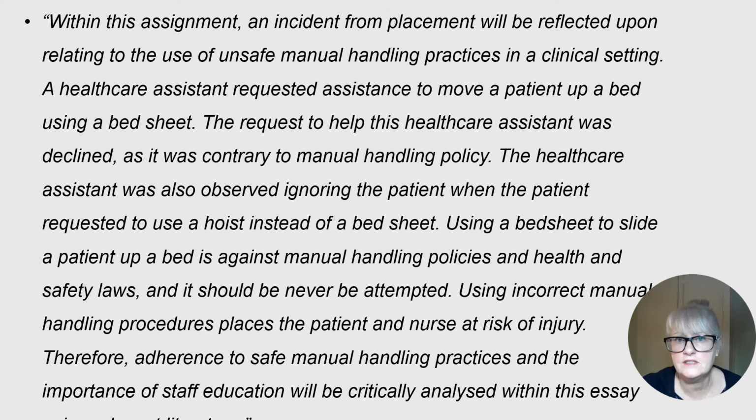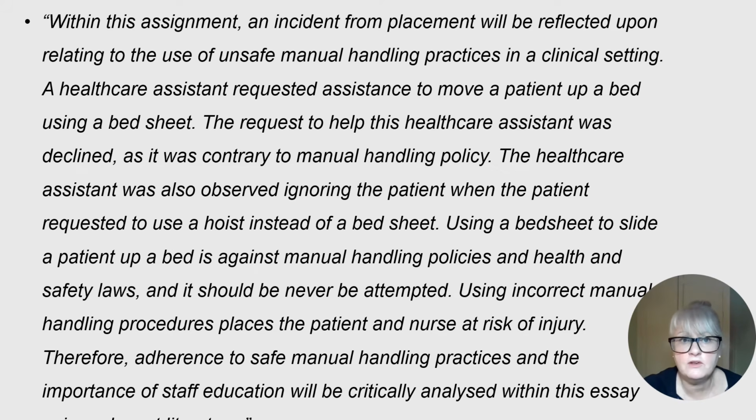A healthcare assistant requested assistance to move a patient up a bed using a bed sheet. The request to help this healthcare assistant was declined as it was contrary to manual handling policy. The healthcare assistant was also observed ignoring the patient when the patient requested to use a hoist instead of a bed sheet. Using a bed sheet to slide a patient up a bed is against manual handling policies and health and safety laws, and it should never be attempted.